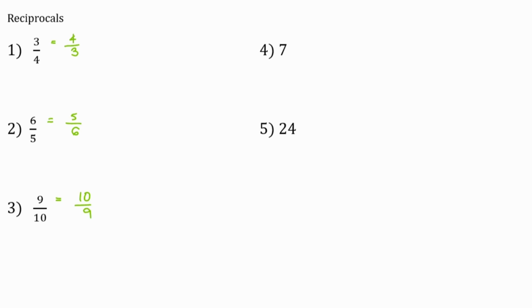Now when we are looking at the reciprocal of a whole number, remember a whole number always has a denominator of 1. So the reciprocal of 7 will simply be 1/7. Similarly, if we want to look at the reciprocal of 24, 24 has a denominator of 1. So our reciprocal of 24 will be 1/24.